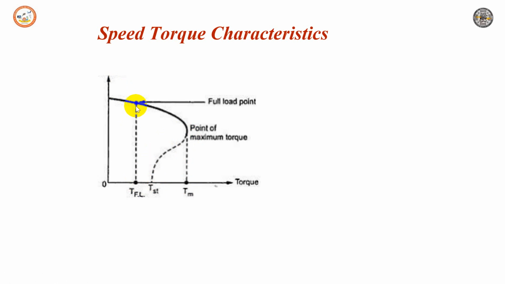For the low slip region, as I said, the speed near the region is stable and the characteristic is a straight line in nature. The fall in speed from no load to full load is about 4 to 6%. The characteristic is as shown here. It can be seen from the figure that in the stable region of operation, the characteristic is similar to that of a DC shunt motor. Due to this, the three-phase induction motor is practically said to be a constant speed motor, as the drop in speed from no load to full load is not significant. The dotted line shown is the unstable region of operation.